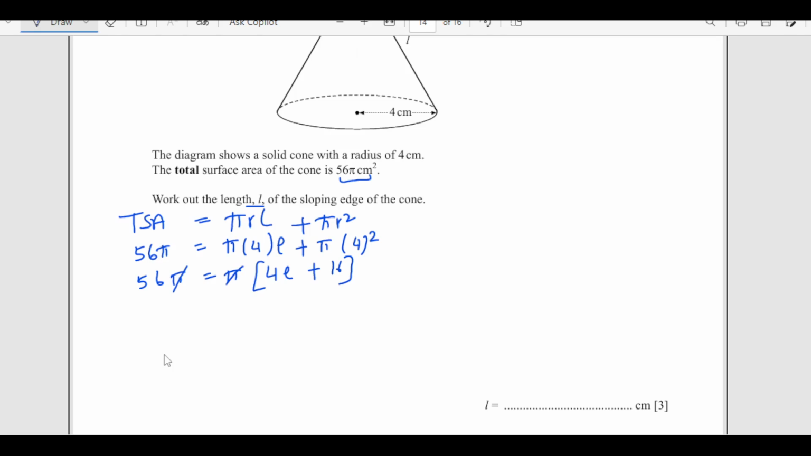Because you don't have the calculator, so try to simplify. Don't put the value of pi here, 3.14 or any other value, just take it as pi, and pi will get cancelled, right? So 56 minus 16, shifting 16 to the other side, so this is 40 equals 4L. Divide by 4, divide by 4, so we got L as 10, right? So the value of L is 10.